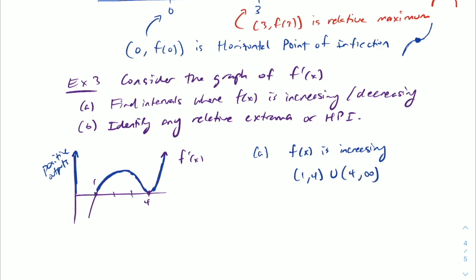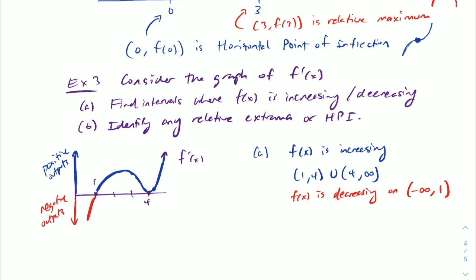It's decreasing when its outputs are negative, so these are the negative outputs here, negative y values, and that's before 1. So f of x is decreasing on the interval negative infinity to 1.